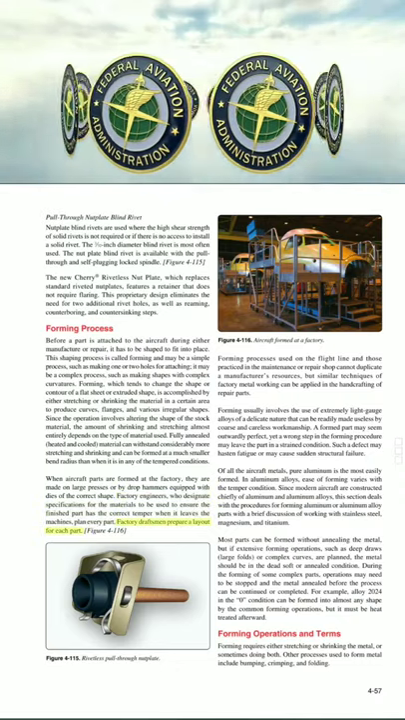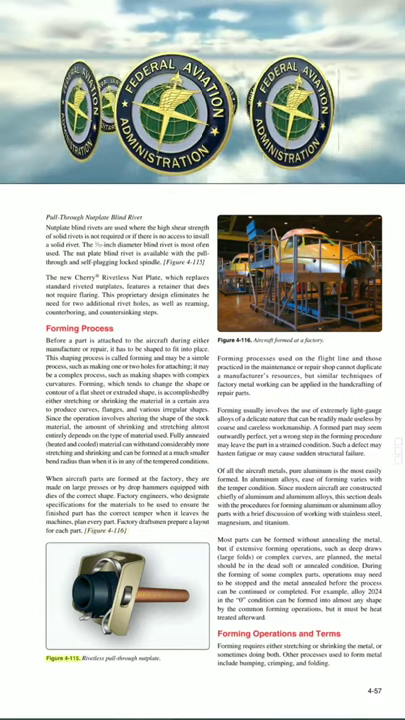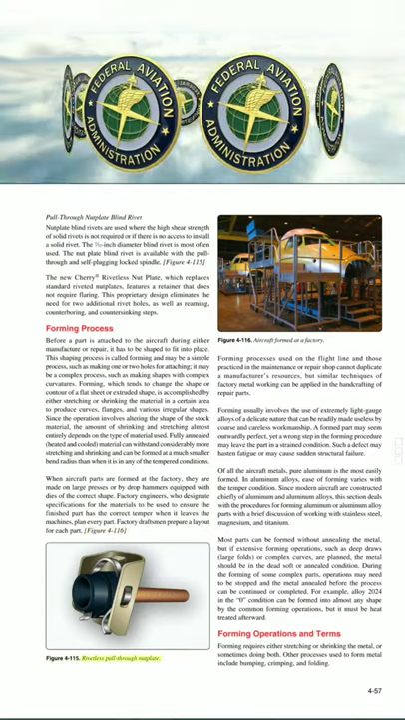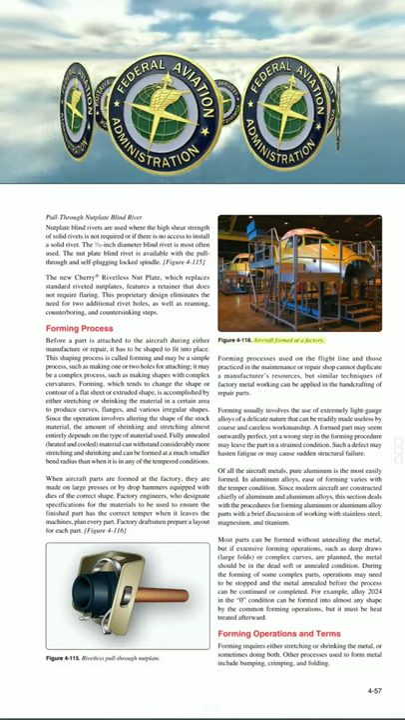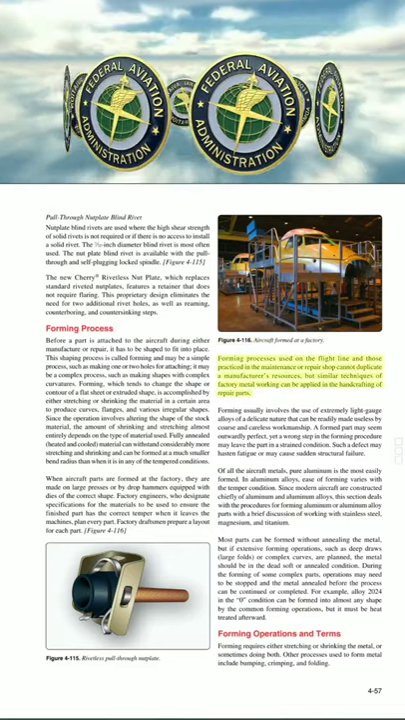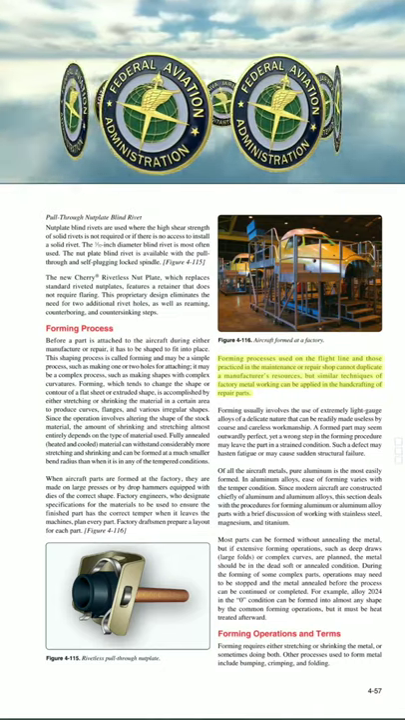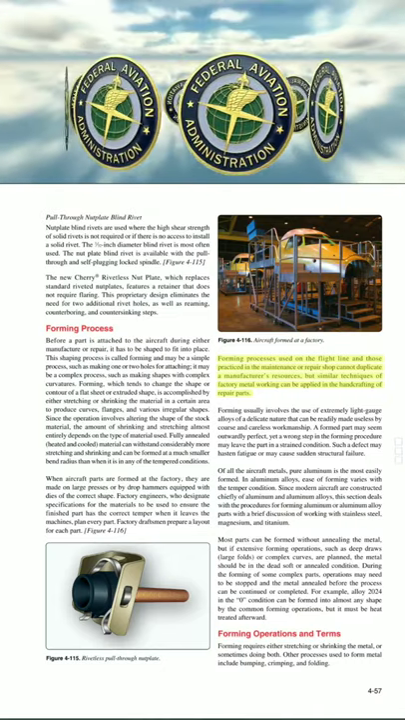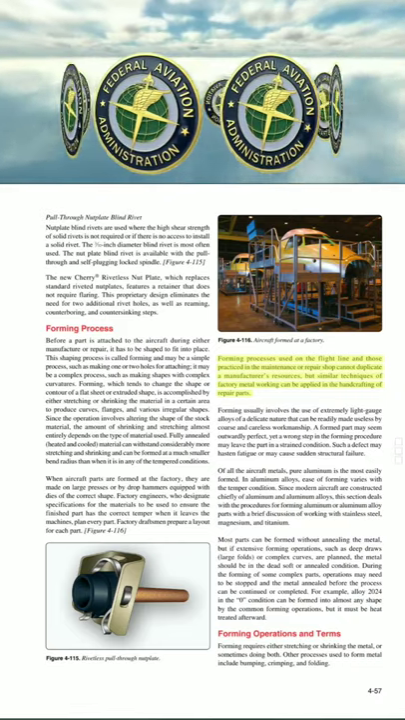Factory draftsmen prepare a layout for each part. Figure 4-115. Rivetless pull-through nut plate. Figure 4-116. Aircraft formed at a factory. Forming processes used on the flight line and those practiced in the maintenance or repair shop cannot duplicate a manufacturer's resources, but similar techniques of factory metalworking can be applied in the handcrafting of repair parts.